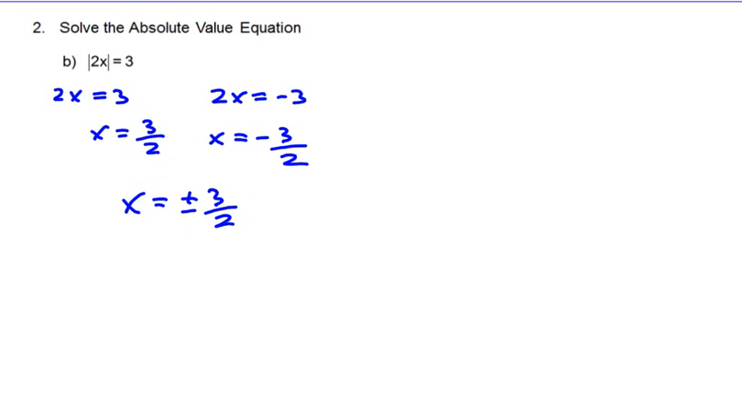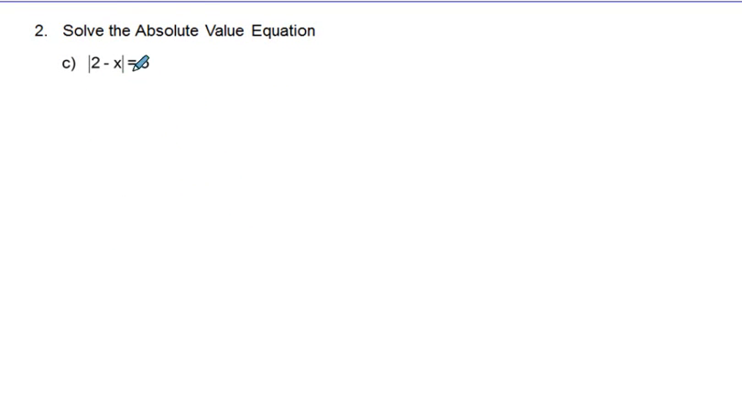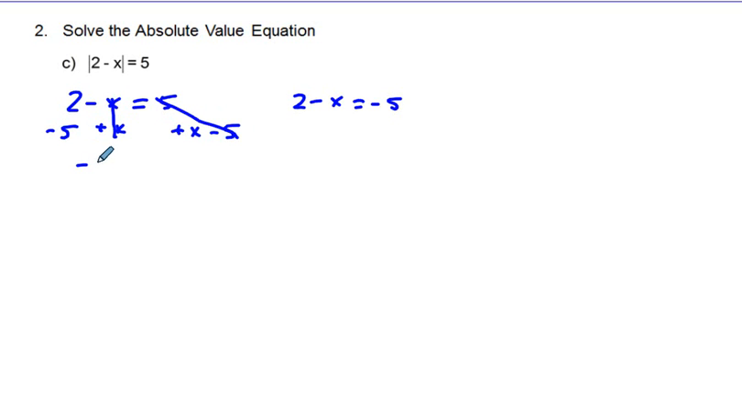Okay, next, C. Now we have this one, absolute value of quantity 2 minus x equals 5. So we can have 2 minus x equals 5, and also 2 minus x equals negative 5. And we can just solve for x. What I'm going to do is add x to both sides here, and subtract 5 from both sides. So we have cancellation there, 2 minus 5, negative 3 is equal to x.